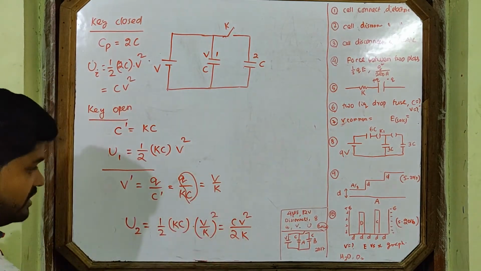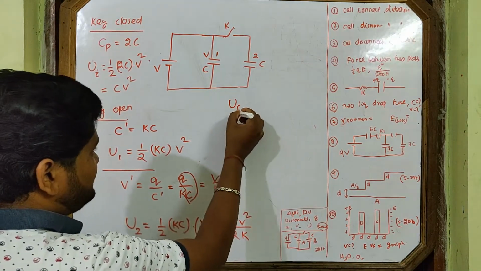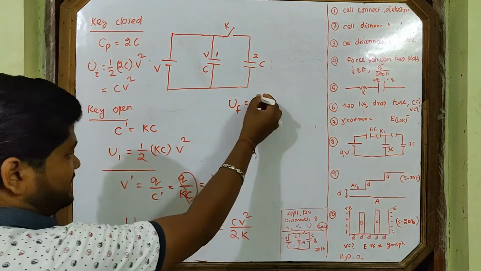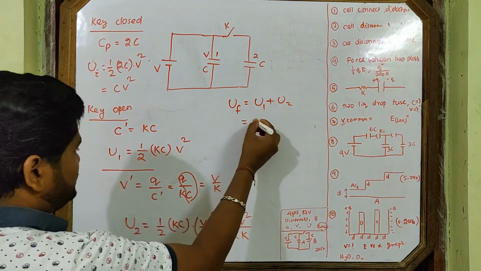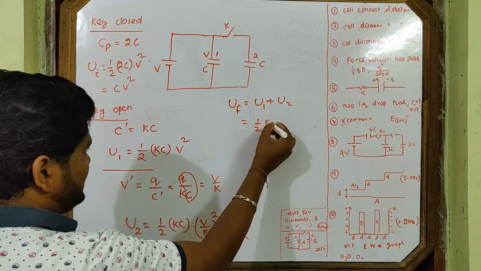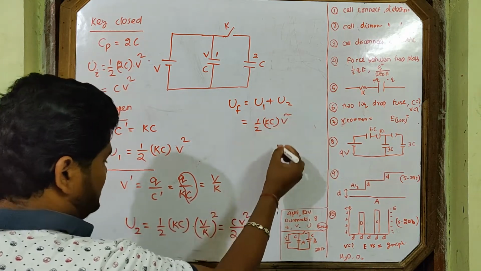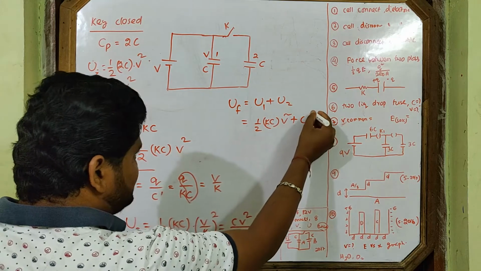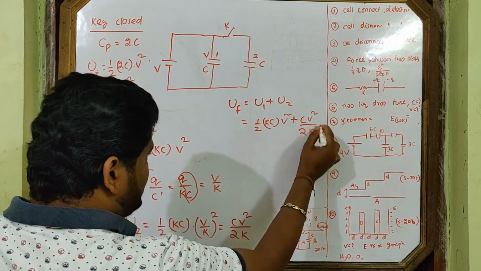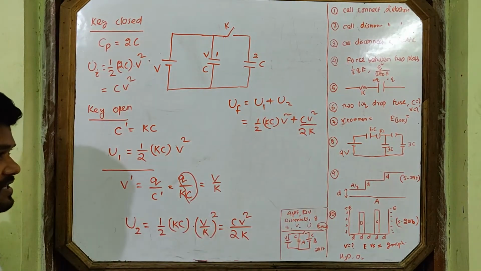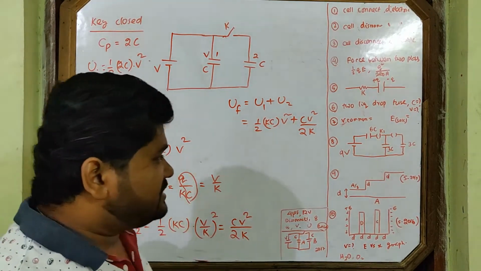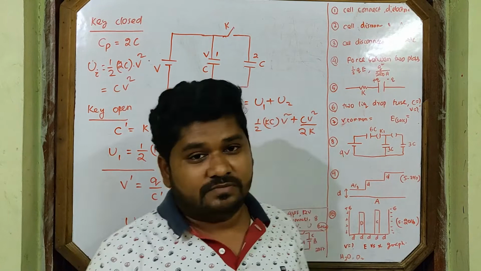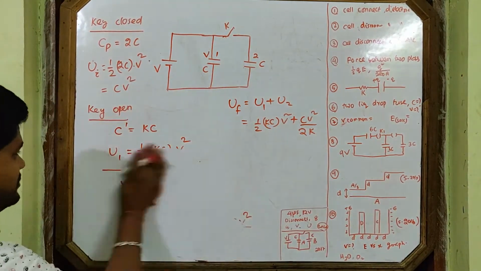Now what is the total energy stored? Means the final energy. Final energy is U1 plus U2. U1 is half KC into V square, and U2 is CV square by 2K. Understand? This is the final energy. I am just starting this, and the question asked in the exam is to find the ratio. So what is the ratio, now you see?